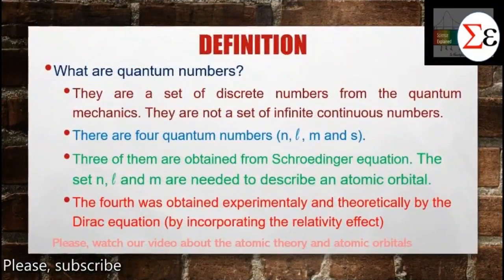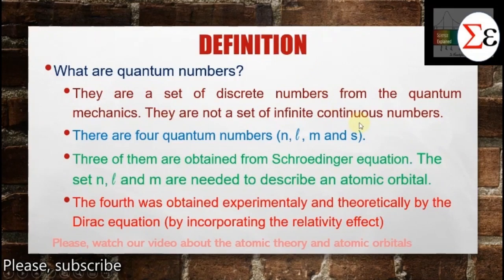And what are the quantum numbers? They are a set of discrete numbers from the quantum mechanics. They are not a set of continuum numbers as usual in classical physics. There are four quantum numbers: the principal quantum number n, the secondary quantum number L, the magnetic quantum number m, and the spin quantum number s.